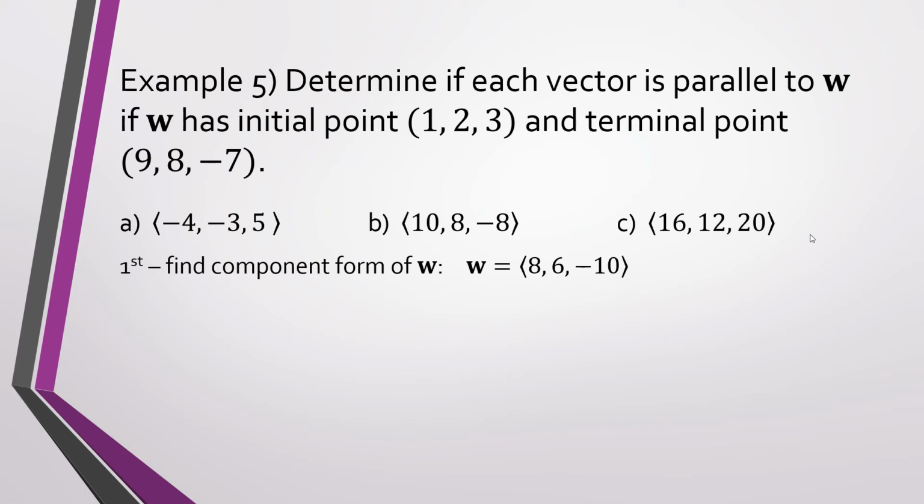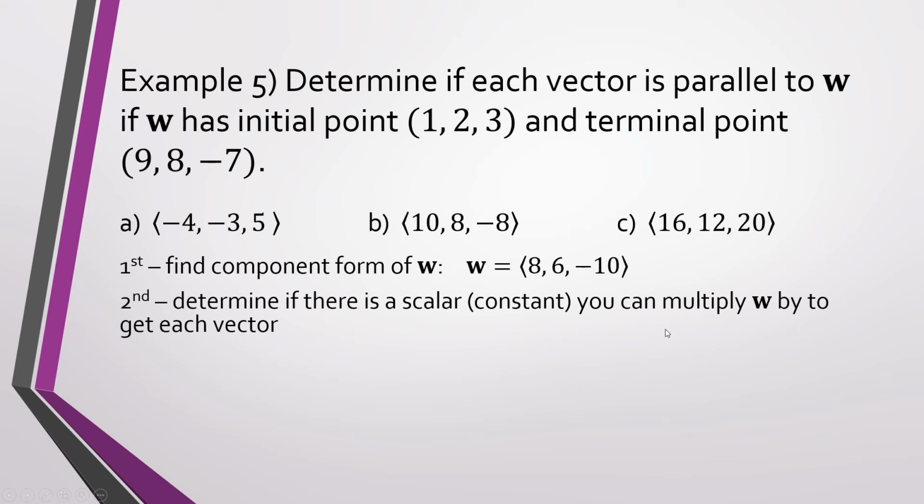So the first thing we need to do, because we're just given the points on vector w, is to find its component form. So either you can use the formula or you can just think from initial to terminal. So from 1 to 9, we went +8 spaces. From 2 to 8, we went +6 spaces. From 3 to -7, we went -10 spaces. So here's our component form of vector w.